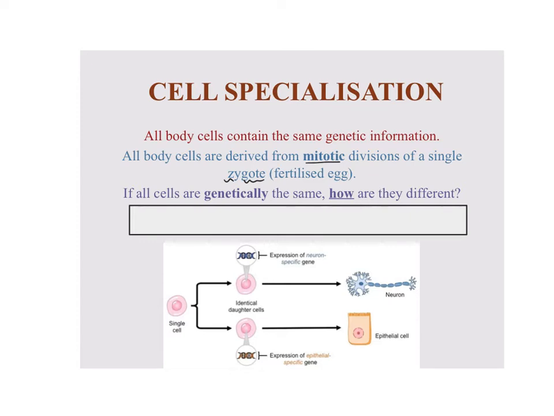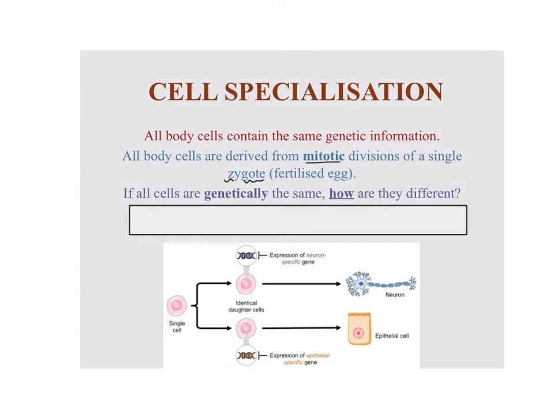And I want you to think about this question. If all cells are genetically the same, how are they different? How are the cells that make up my hands different from the cells that make up my liver, that are different from the cells that make up my heart, that are different from the cells that make up my white blood cells? How are they different? Because technically they should all be the same. So pause, maybe do some research, look at the diagram, it should give you a little bit of help.